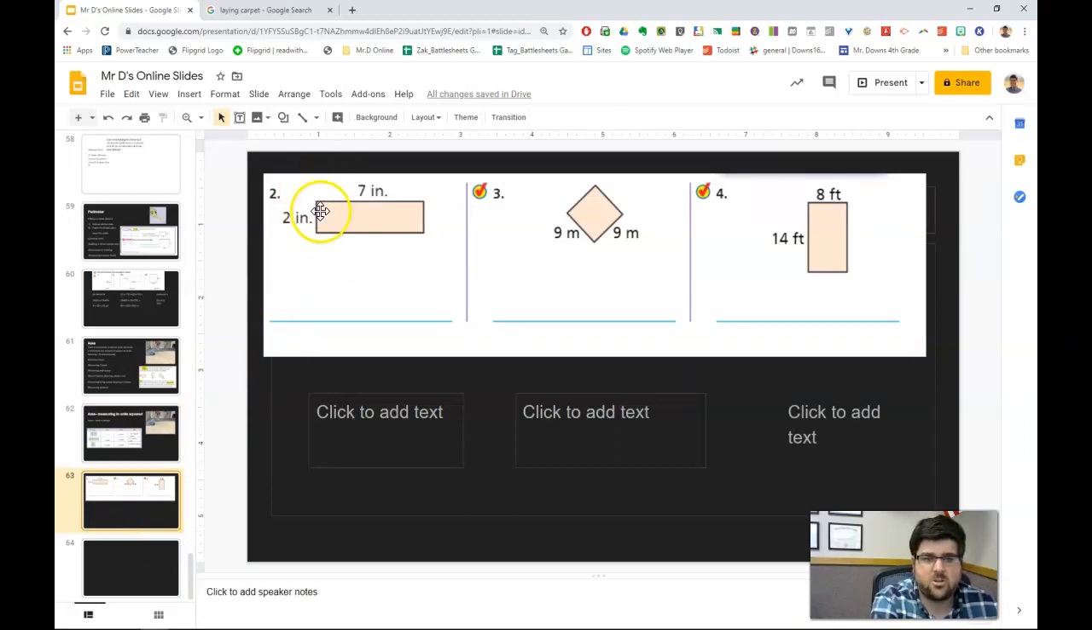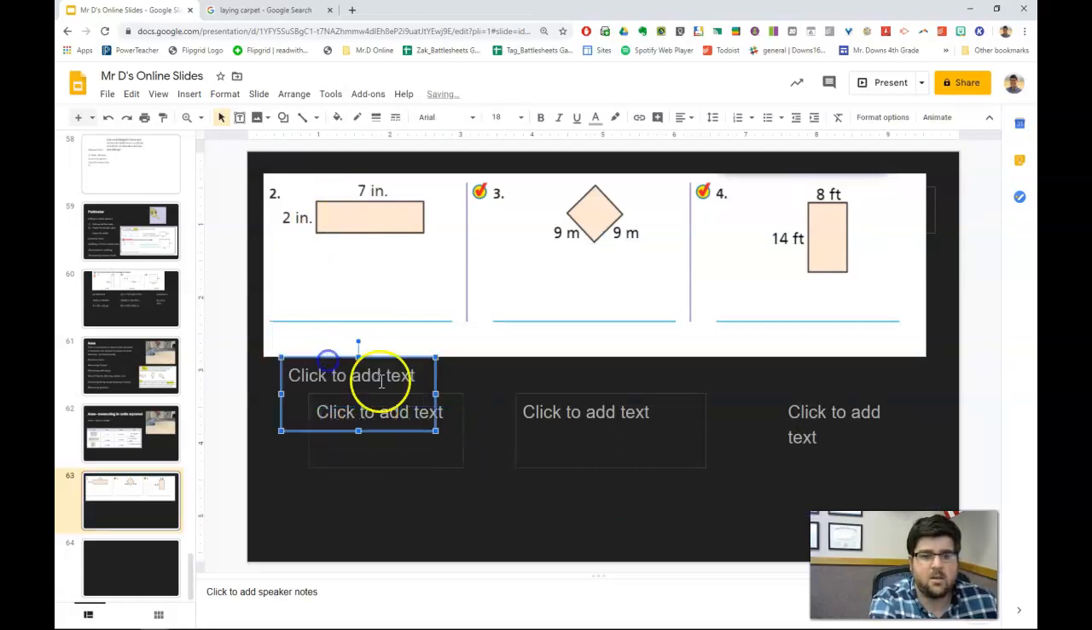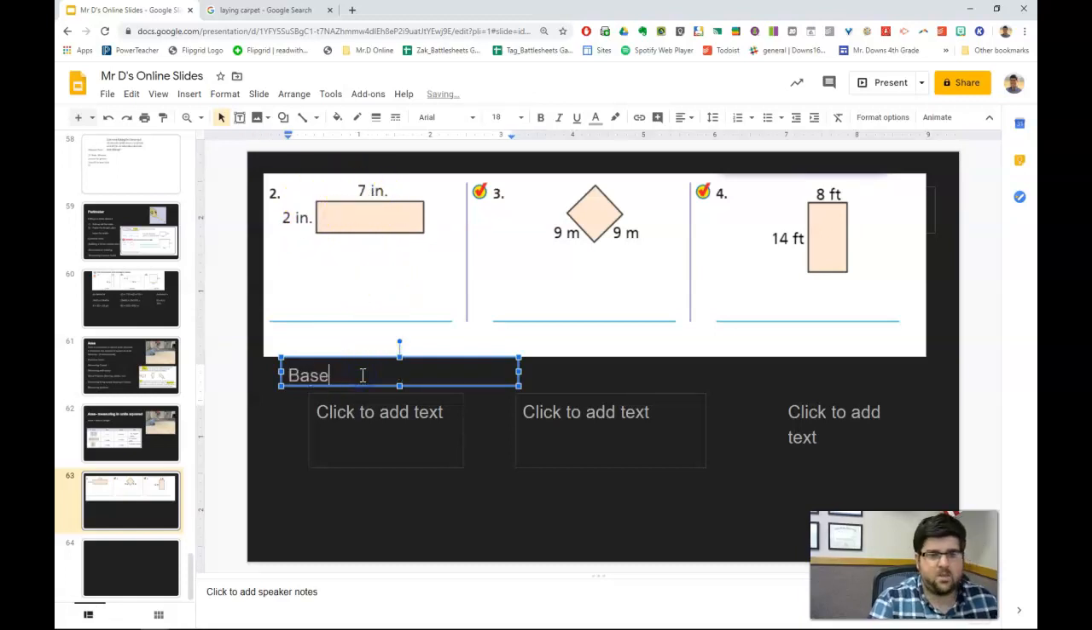So in this picture, I can see that it is 2 inches would be my height, and then 7 inches is my base. Now remember, typically we like the base to be the bottom number, but it really doesn't matter. It can be this top number. You're just going to multiply one side times the side that's perpendicular to it. So remember, we can think of area as equaling base times height.